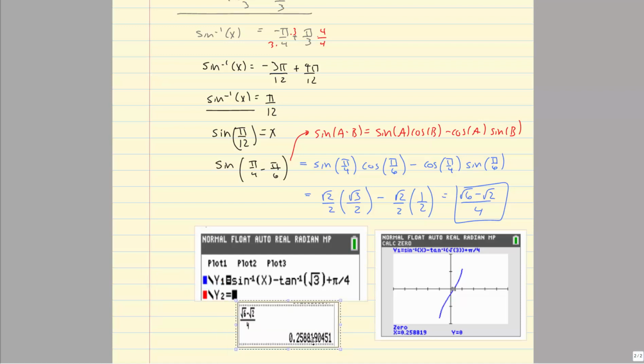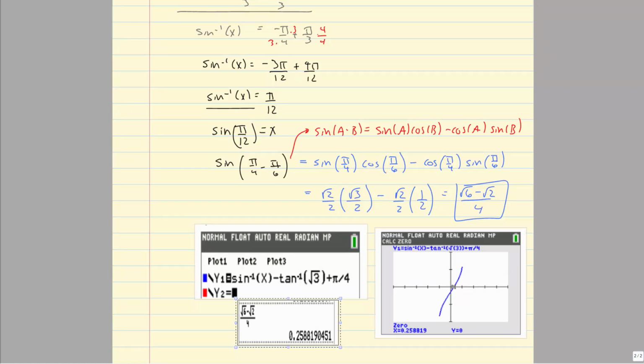0.258819, 0.258819. So even though I can't do the problem straightforward and get the root 6 minus root 2 over 4, I can do the handwork, and then I can compare the decimal approximation to the solution that I get from graphing. So I think that's worthwhile to do and practice that when you're doing your homework, because on the test you can do the same thing, and if you've practiced it during your homework problems, it'll be a little bit easier process for you.